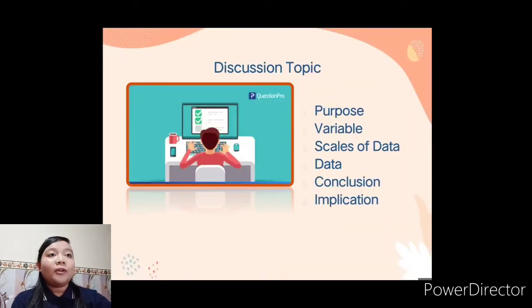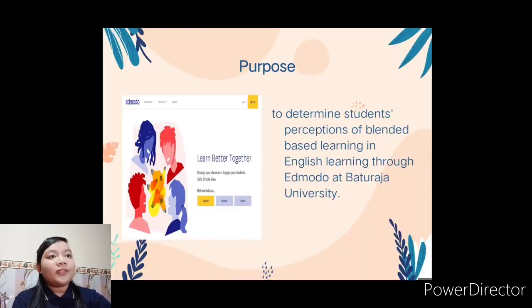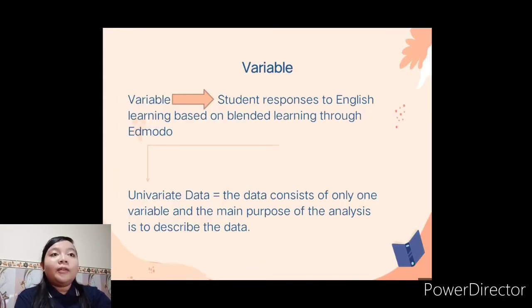Here are the topics that will be discussed in this video. The first one is purpose, the second is variable, the third is scales of data, the fourth is data, the next one is conclusion, and the last one is implication. So for the purpose, the purpose of this research is to determine student perception of blended-based learning in English learning through Edmodo at Baturaja University.